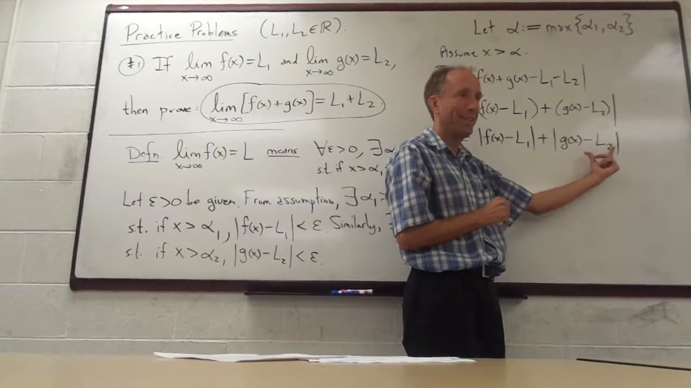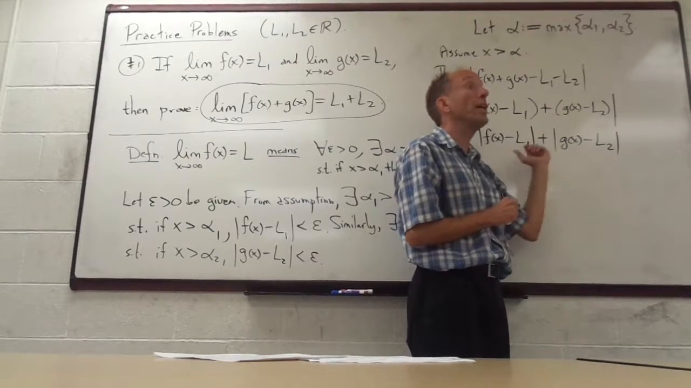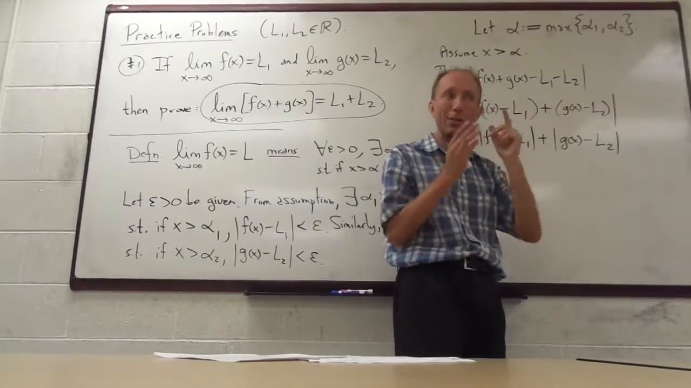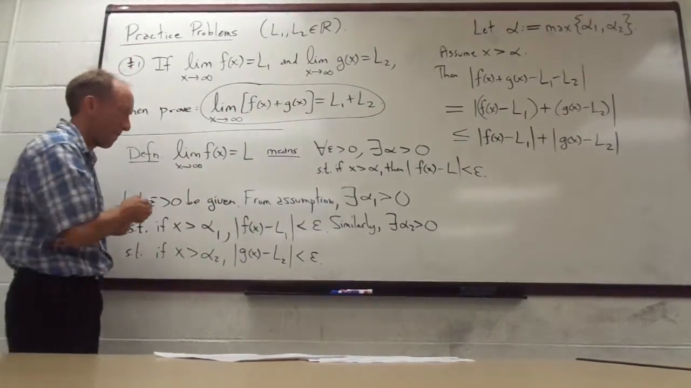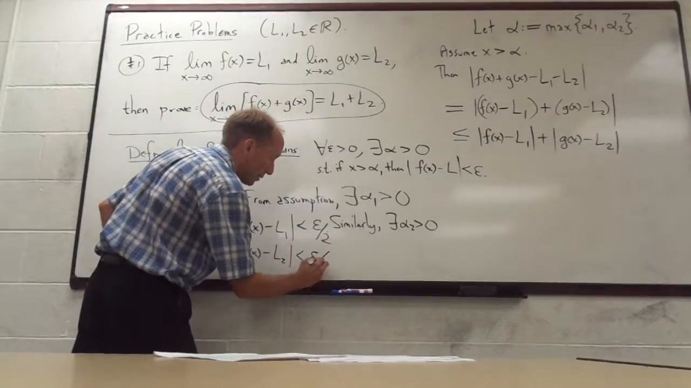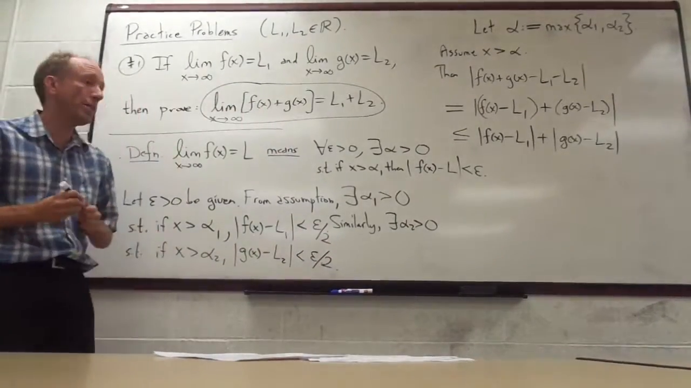So is this good? No. We want the whole thing less than epsilon. That's why I was asking you earlier, do you think this is going to work? It's not, so we have to fix something. This one will be epsilon over 2. Correct. This is what we need to fix. And that's okay if you don't see that right away.